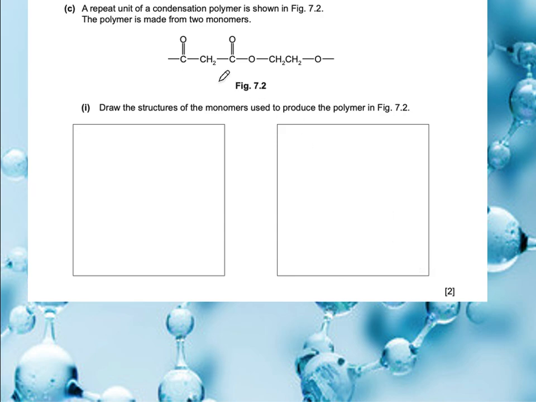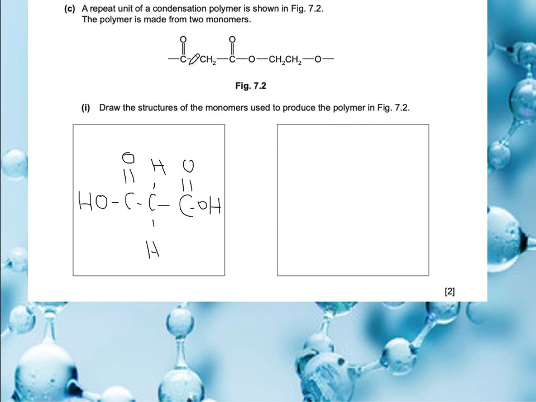Let's move to a question. A repeat unit of a condensation polymer is shown. The polymer is made from two monomers. Draw the structures of the monomers used to produce the polymer. So how are we going to know? We're going to see the bond here. That means that the removal of water will be from these two molecules. If we add OH here and OH here, we're going to have the first monomer.